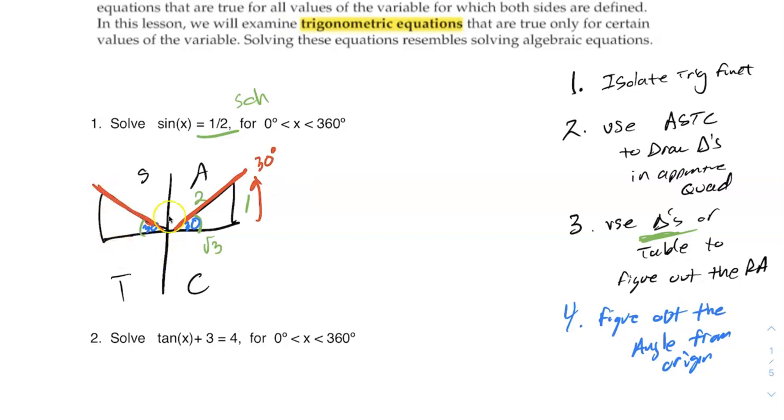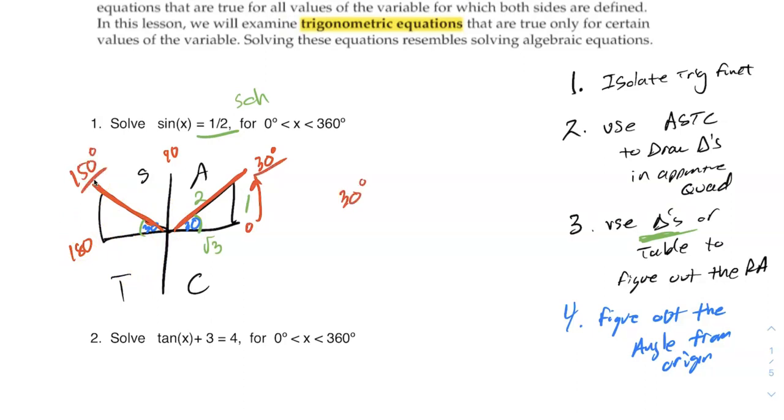Now, how do you figure that out? Well, the easiest way is that we start at 0. This is 90. This is 180. So we're 30 short of 180. We're 30 away from 180. That makes this 150. And those are my answers.